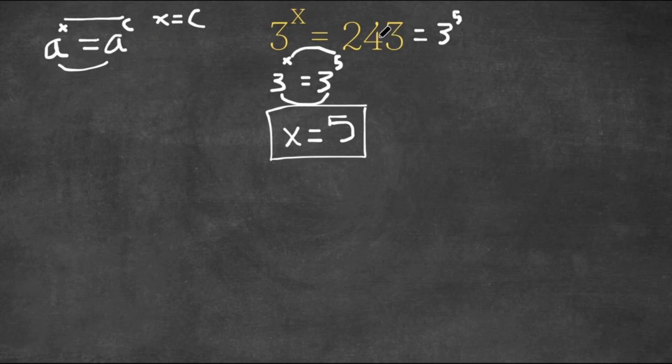And we already know that 243 equals 3 to the power of 5, so we don't really need to do any of this. We already see that 3 to the power of 5 equals 243, so we already know that x equals 5. So that's another way.